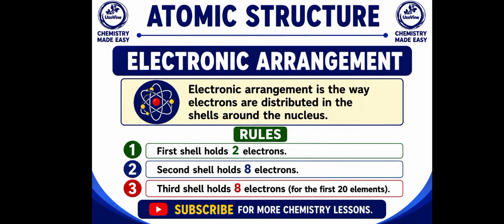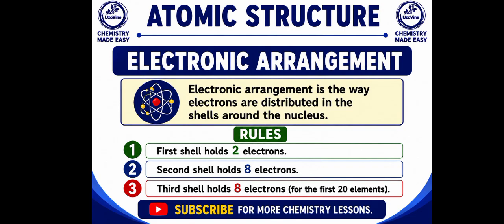Electronic arrangement is the way electrons are distributed in the shells around the nucleus. You can say the way electrons are shared in the shells around the nucleus. Remember in our last class, we said nucleus is the center of an atom and it consists of protons and neutrons, while electrons move around this nucleus in shells or energy levels.